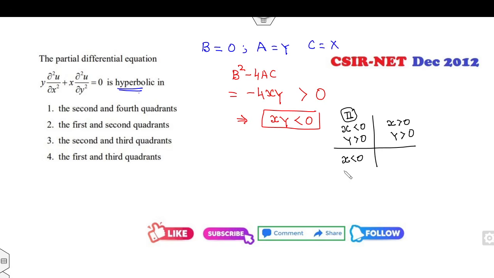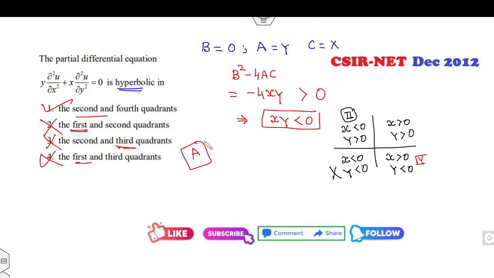Third case, x is negative, y is negative. So this is not hyperbolic. In this case, x is positive, y is negative. So that means second and fourth are the right answer of this problem. First one is not hyperbolic. Third one is not hyperbolic. First and third are not hyperbolic.